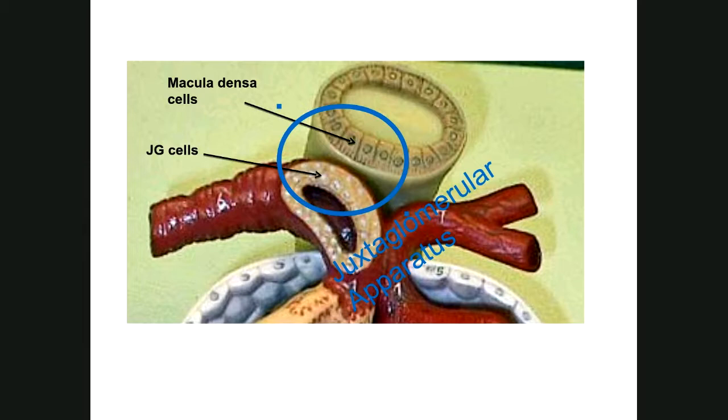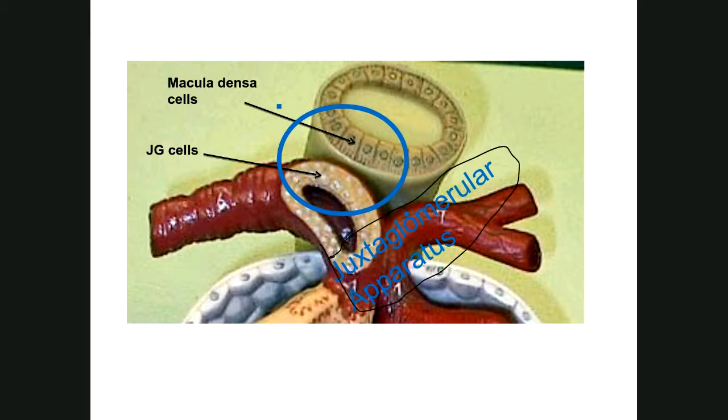On the afferent arteriole, we're going to see these special cells. They're bigger than normal, and they have granules in them. They're still muscle cells, but they're different than normal. They're called JG cells. And if we look on our distal convoluted tubule, over here the cells are cuboidal, but over here they're columnar. And not only are they columnar, they're densely packed together. And so those are called macula densa cells. So two different types of cells in this JG apparatus.